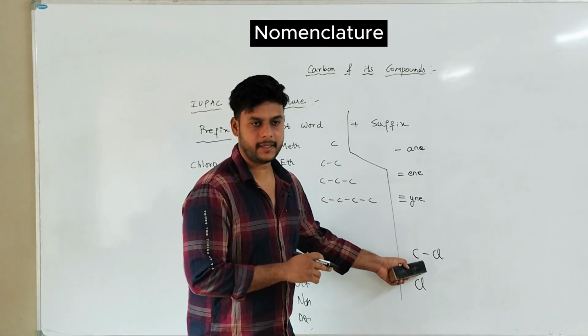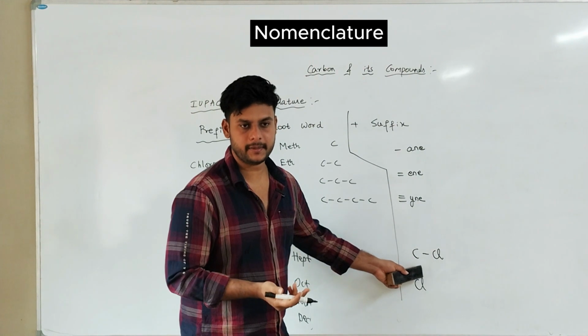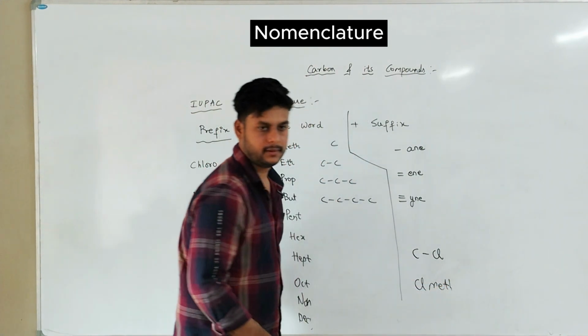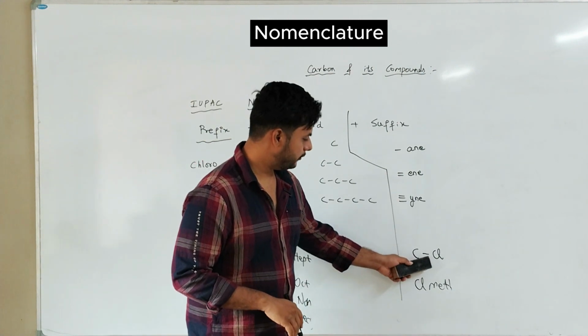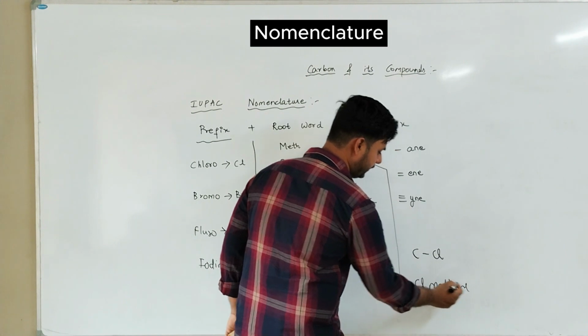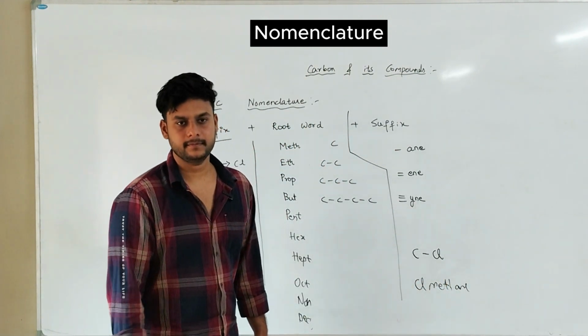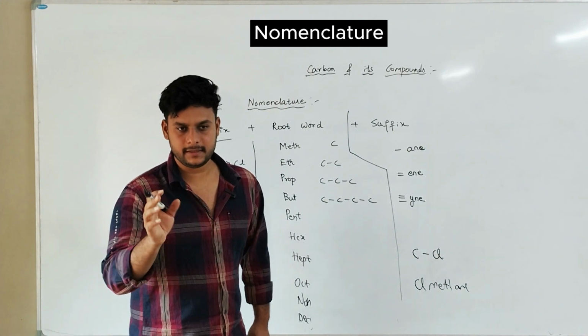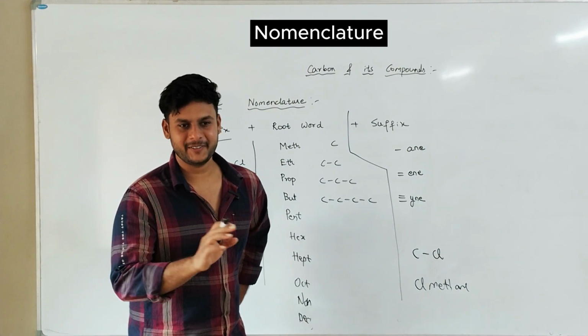Next, how many carbon atoms are there? 1. So it is meth. Right? And next, what type of bond is it, single bonded? So again, chloromethane. The name is chloromethane. Understood or not? So find C and Cl is different. First point. This is a trick question.